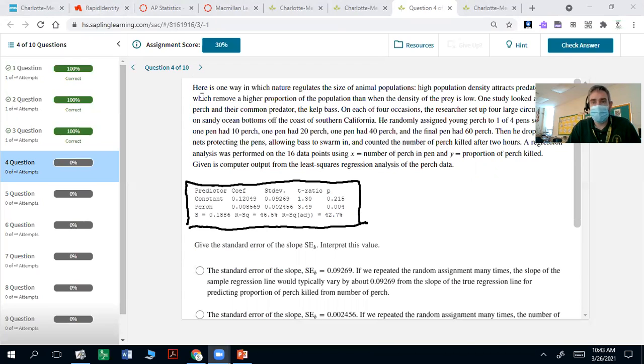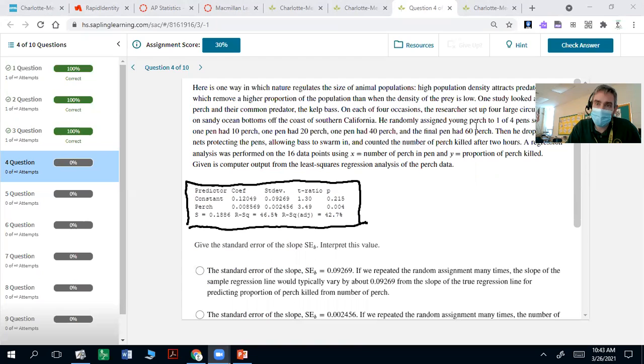We'll read through the problem so we understand the context behind it. Here is one way in which nature regulates the size of animal populations. Big animals eat small animals. High population density attracts predators, which remove a higher proportion of the population than when the density of prey is low. One study looked at kelp perch and their common predator, the kelp bass. On each of 4 occasions, the researcher set up 4 large circular pens on sandy ocean bottoms off the coast of Southern California.